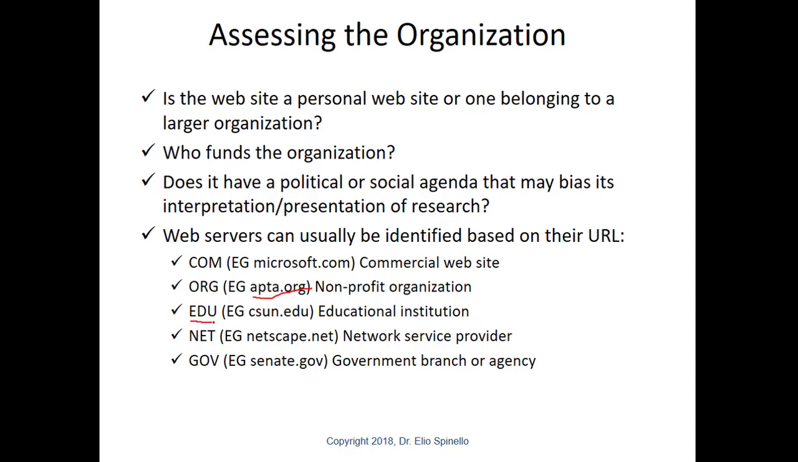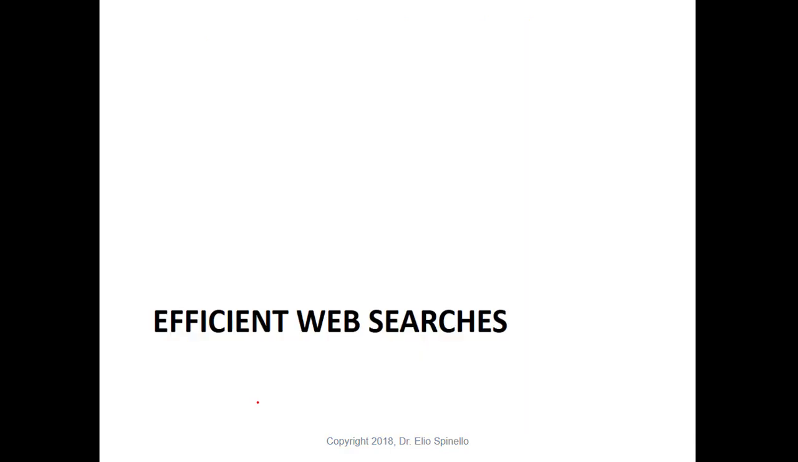.edus are in the U.S. typically 2-year and 4-year colleges and universities. Not necessarily a bad source of information, but not necessarily always perfect. .nets we don't see quite so much anymore, but those are usually internet service providers. .govs are generally pretty good sources. These are going to be federal government agencies, so organizations like the CDC, the U.S. Centers for Disease Control and Prevention, the National Institutes of Health, National Library of Medicine, all potentially very good sources of information. So definitely ones to consider.